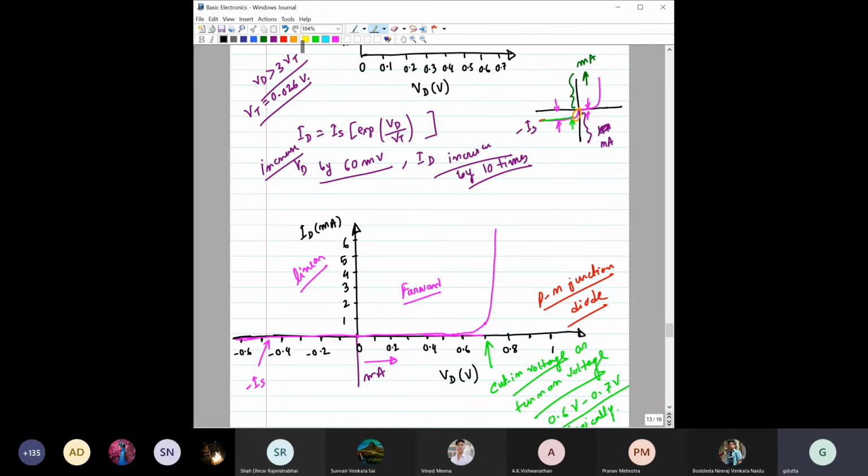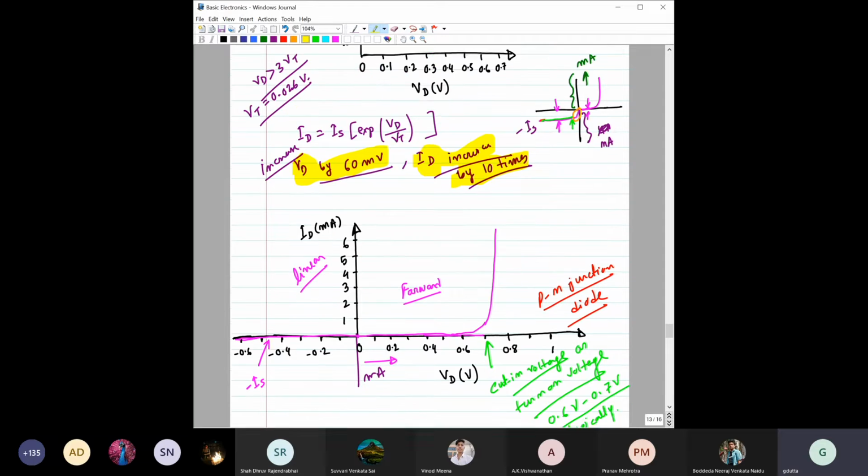Then please note down this thing. This is very important for the diode current. If you increase this VD only by 60 millivolt, you know how small 60 millivolt is? 1 volt is equal to 1000 millivolt, right? And if you are increasing VD only by 60 millivolt, then you see that it causes a change in ID by 10 times. So ID increases by 10 times, one order, by only changing VD by 60 millivolt. So you can get an idea of how much ID is dependent on the value of VD.